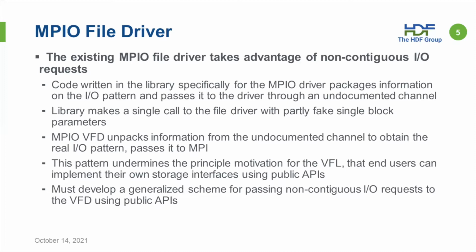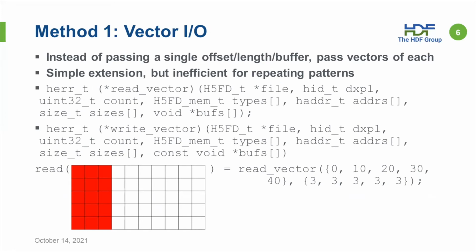This talk is talking about ways that we're planning to enable that. So one way, this is sort of the simplest way. The first way you think of is we pass a vector of offset, length, and buffer triplets. So here's the callbacks we have implemented right now in the branch.